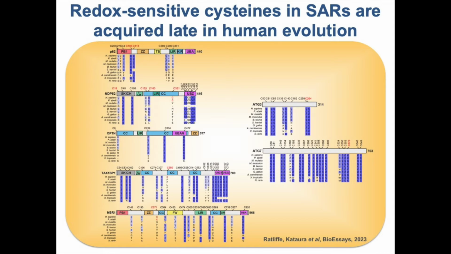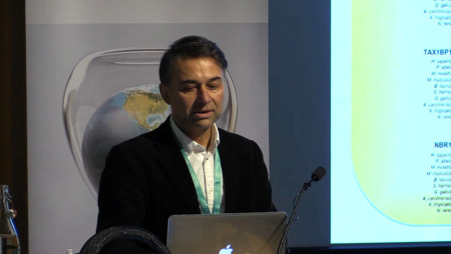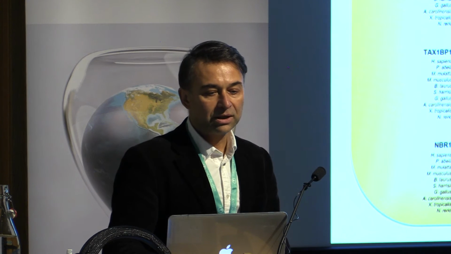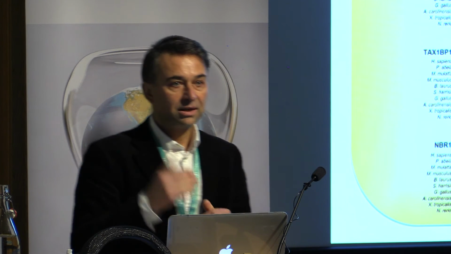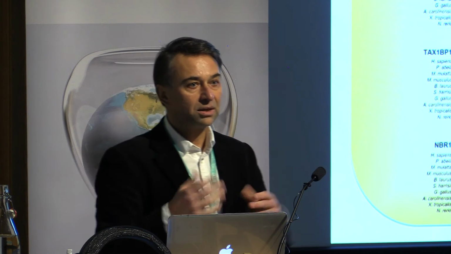And NDP52 is an even worse case, so it's only apes and humans that have this mechanism. Even mice don't have this. If we look at other receptors, it's a similar story: the light blue is poor conservation. And if we compare with core autophagy machinery proteins, they are very conserved. So clearly these receptors have changed with evolution, and we see that these mechanisms are gradually acquired.